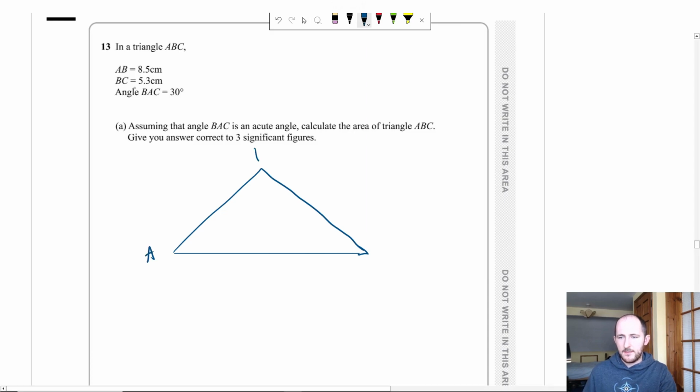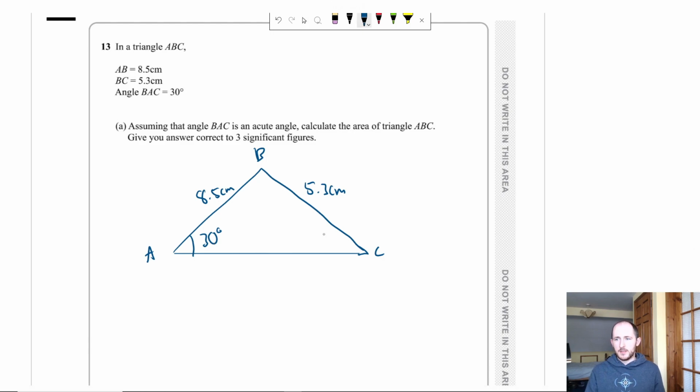So A, B, and C, and it tells me AB is 8.5 centimeters. BC is 5.3 centimeters, and angle BAC is 30 degrees, and we need to work out the area of the triangle. Now, how do you work out area of a triangle? Well, if it's a generic triangle, you always use half ab sine C.